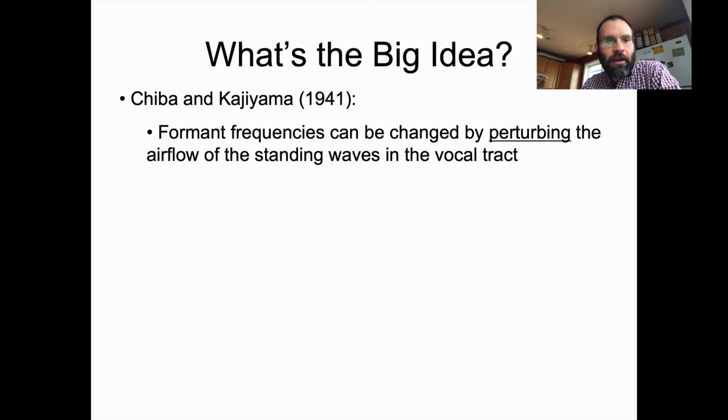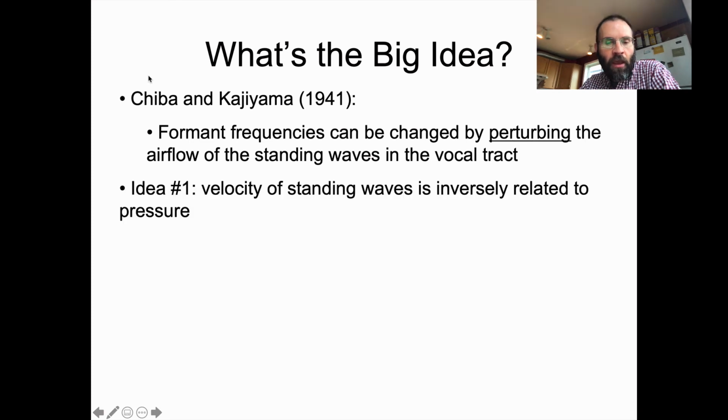Okay, so what's the big idea of perturbation theory? This is a theory that was first espoused by a couple of Japanese phoneticians almost 80 years ago, named Chiba and Kajiyama, in a classic text on the subject. They came up with this idea that formant frequencies can be changed by perturbing the airflow of the standing waves in the vocal tract. The first part of this idea that we have to use to set up the framework is that the velocity of standing waves is inversely related to pressure at any point in the standing wave.